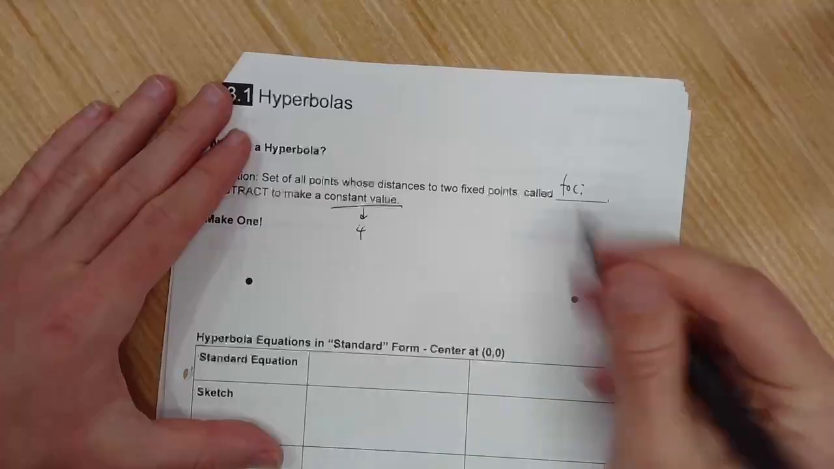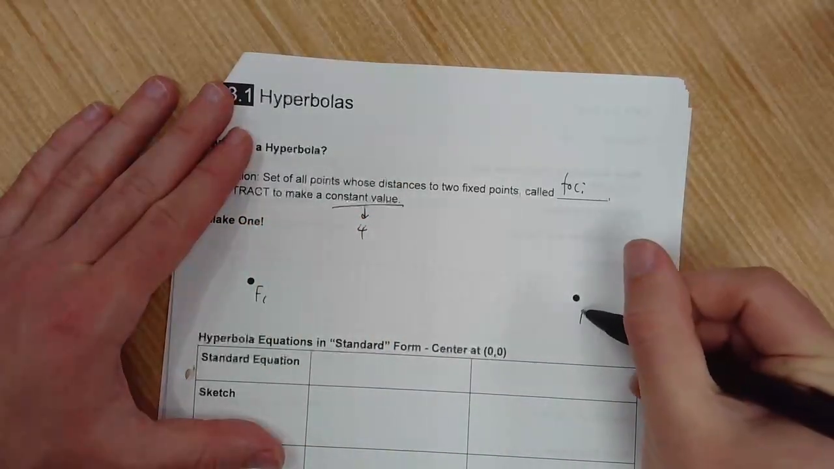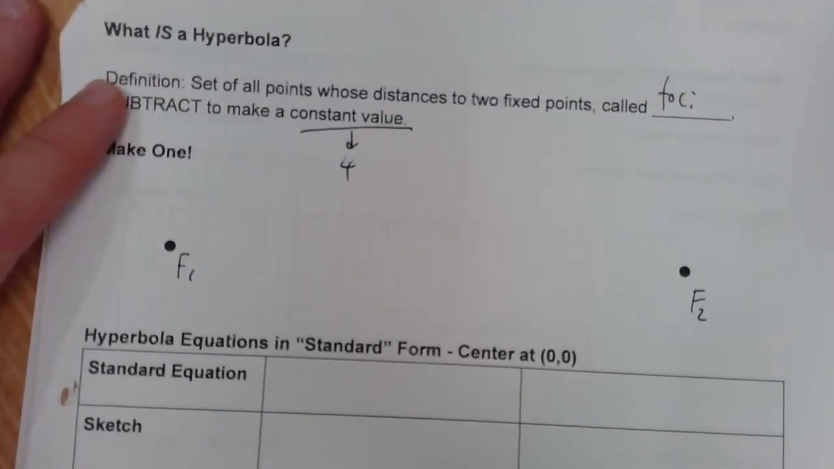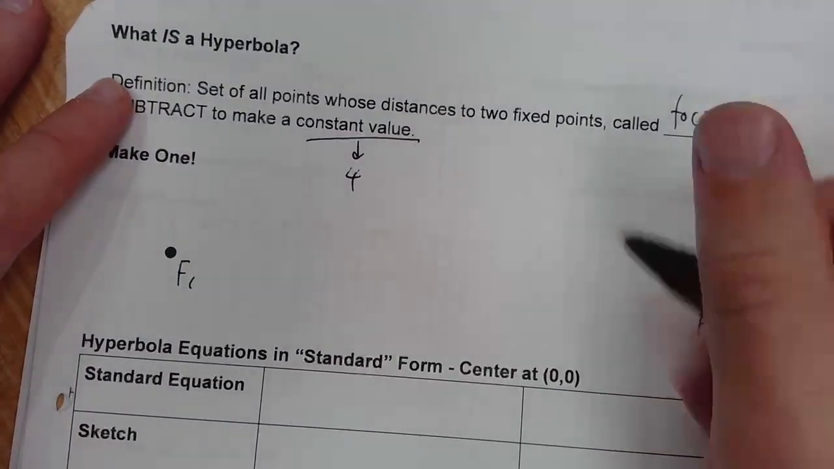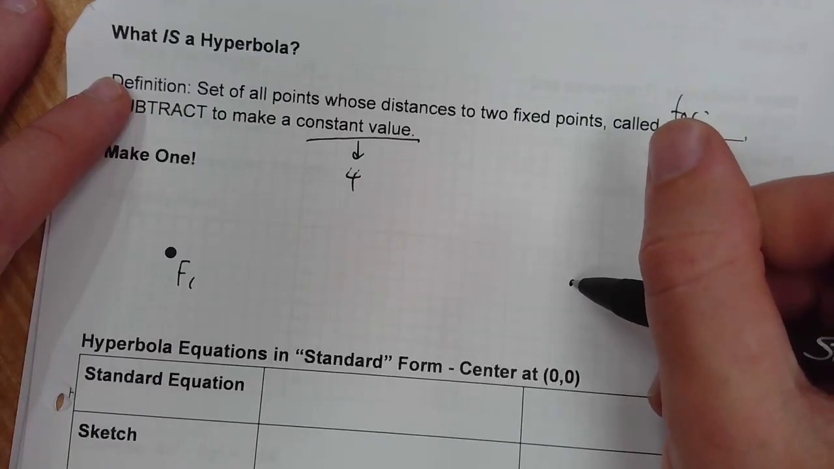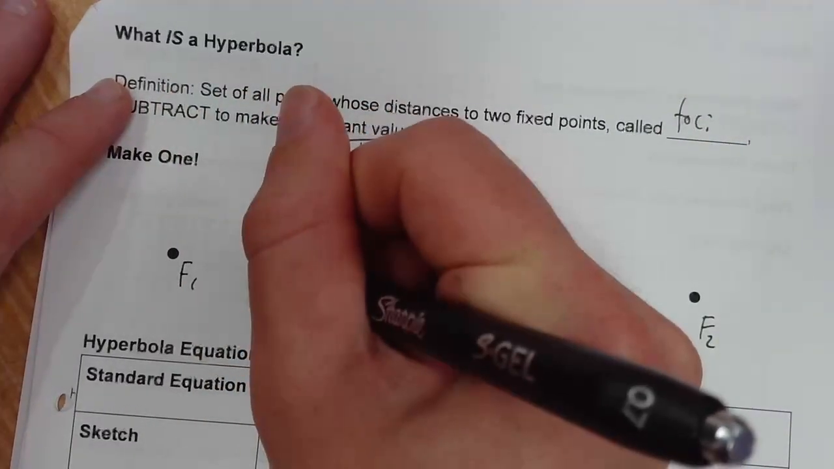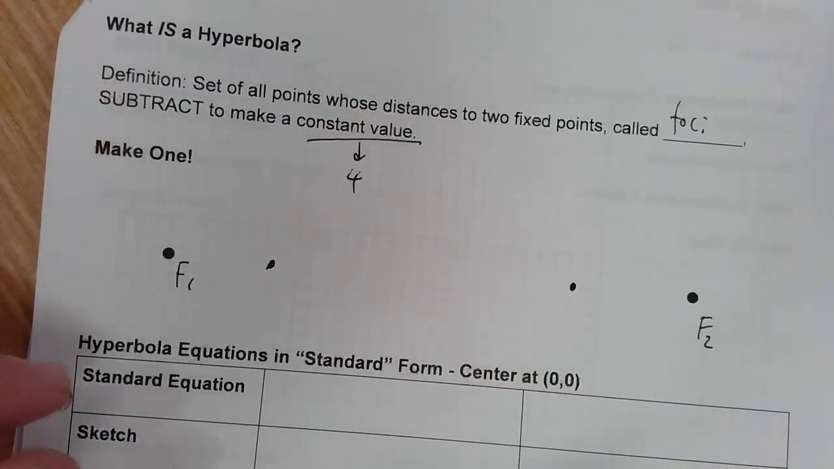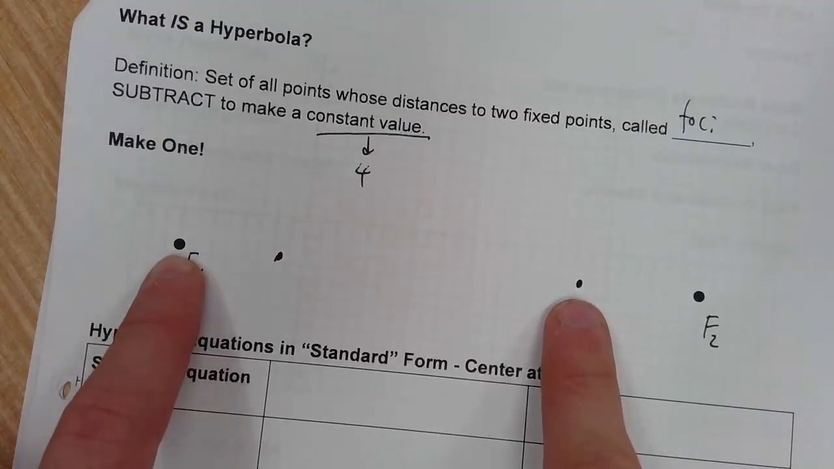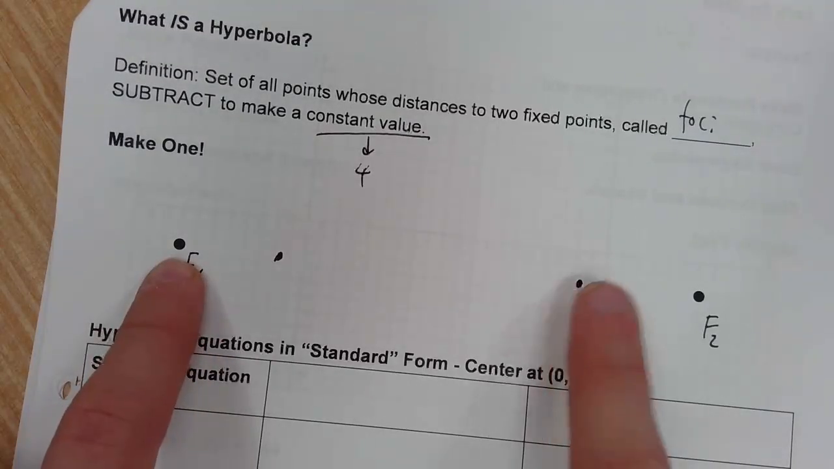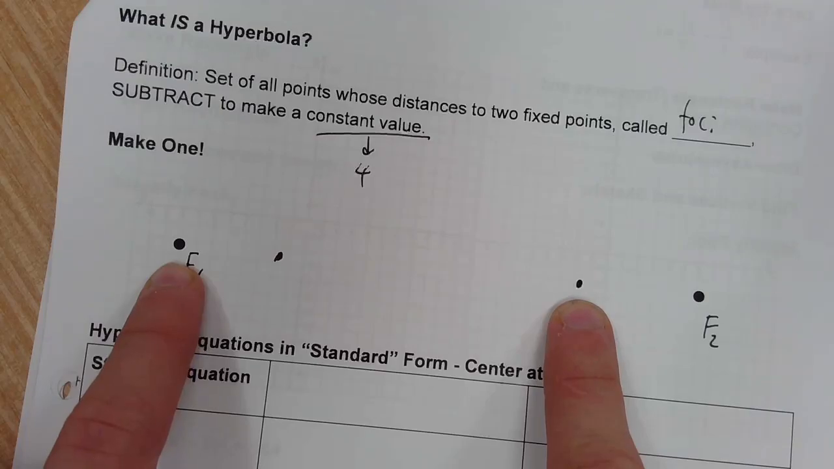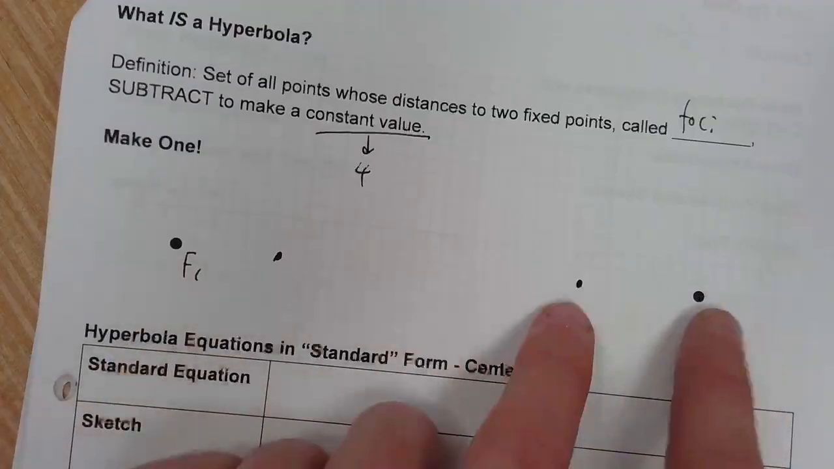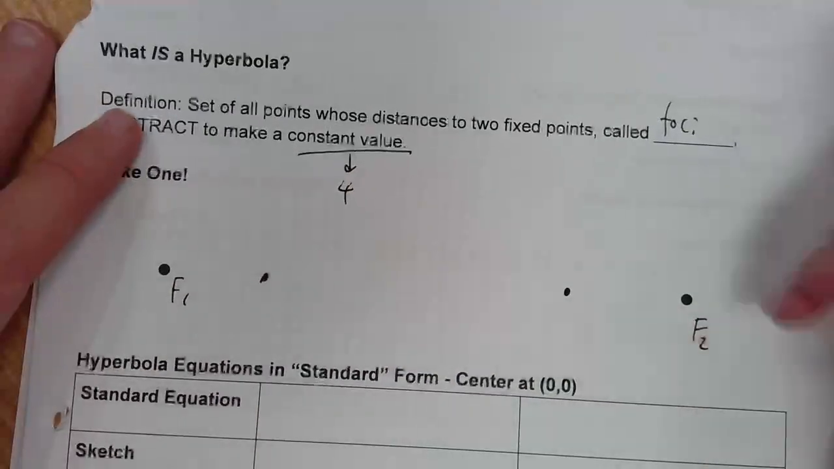Well, these are foci, F1 and F2. We also have 2 vertices, one here and one here, for example. Now, why is this true? Well, if the distance is 4, then the distance from this point to this focus could be 5, but the distance from this to this could be 1. So 5 minus 1 would get us 4. I'll show you that with another point.